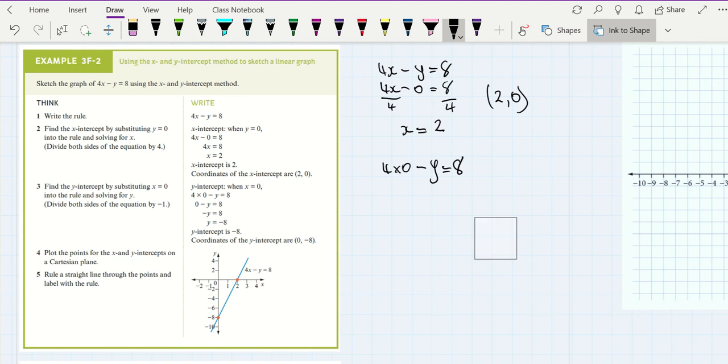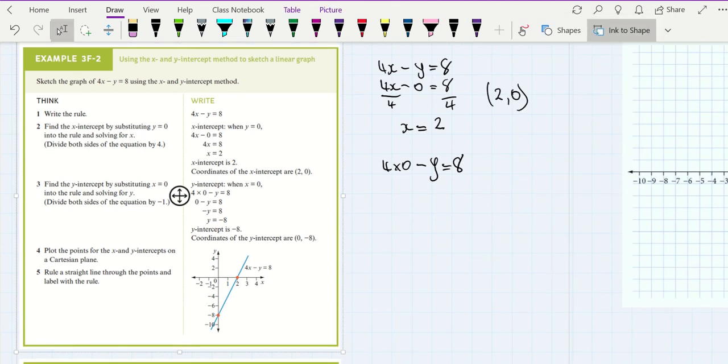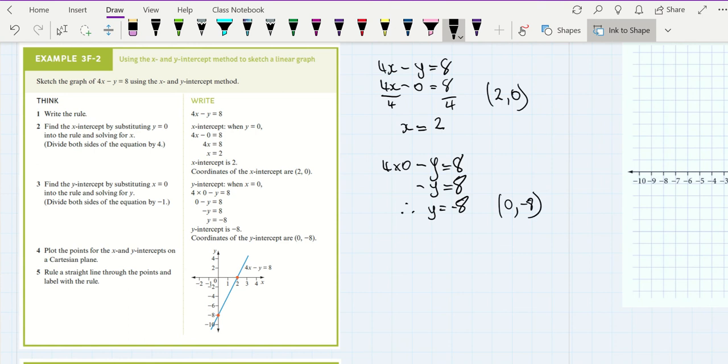So 4 times 0 is 0, negative y equals 8. That's an interesting one. So what we do with this is we just divide both sides by negative 1. And therefore y equals negative 8. So what do we know now? When x equals 0, y equals negative 8.